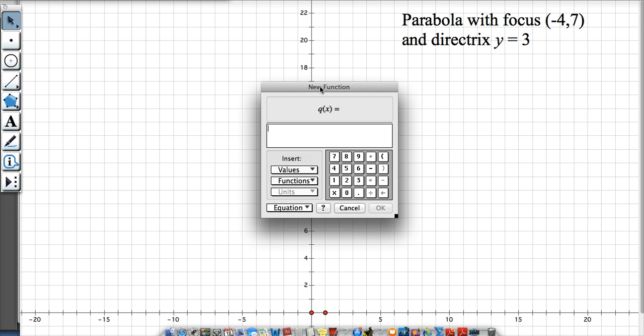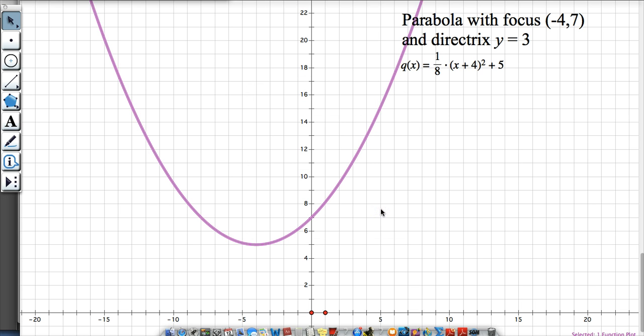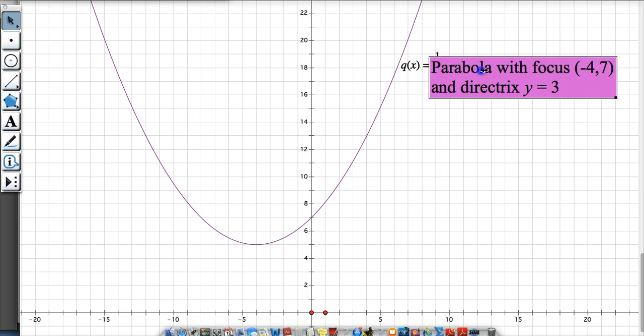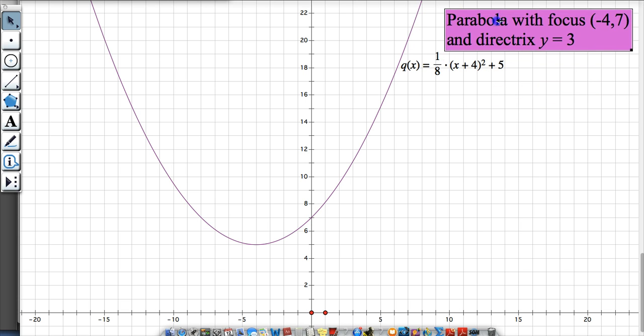And that function was 1/8 times the quantity x plus 4 squared plus 5. Okay, so Sketchpad is going to graph that function for us. Okay, and there it is. And now I want to see if this actually fits the definition of parabola that we've learned. So for that, I'm going to graph the directrix and also the focus.